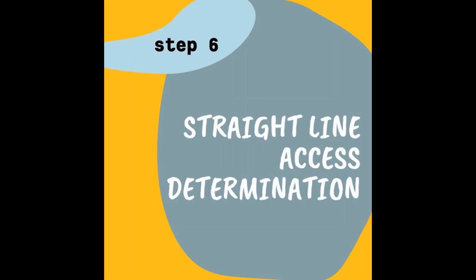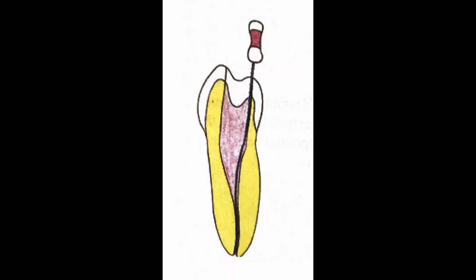Step 6. Straight line access determination. Determine the straight line access. Evaluate by inserting into the canal the largest file that fits passively to the apical foramen or the point of the first canal curvature. The internal length can be determined by measuring a diagnostic pretreatment periapical radiograph.